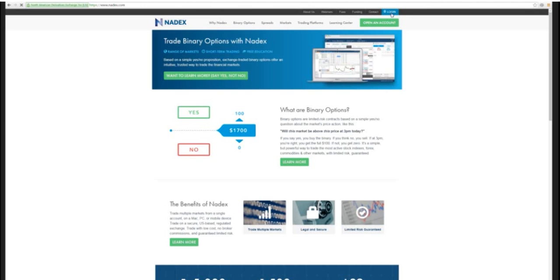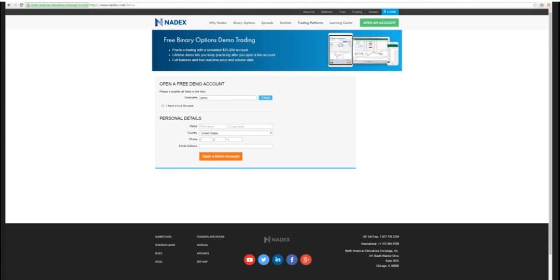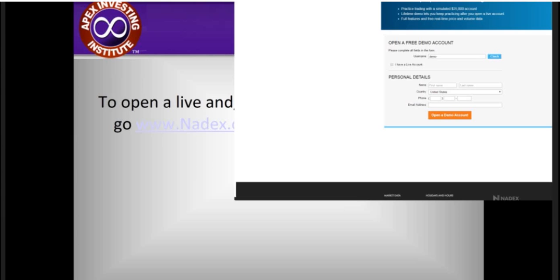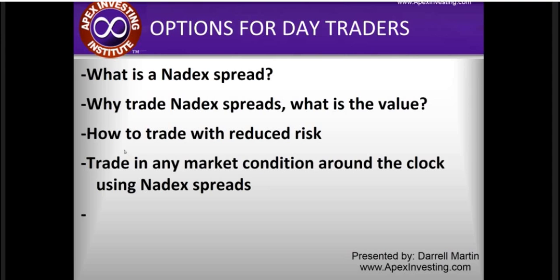If you go over here, you'll see that they have tons of links. You have open an account, and you have trading platforms. Under trading platforms, you'll see demo trading platform. And then that will come up with a free demo account. They're open to people all over the planet. So with that being said, let's get into what we're going to be talking about.